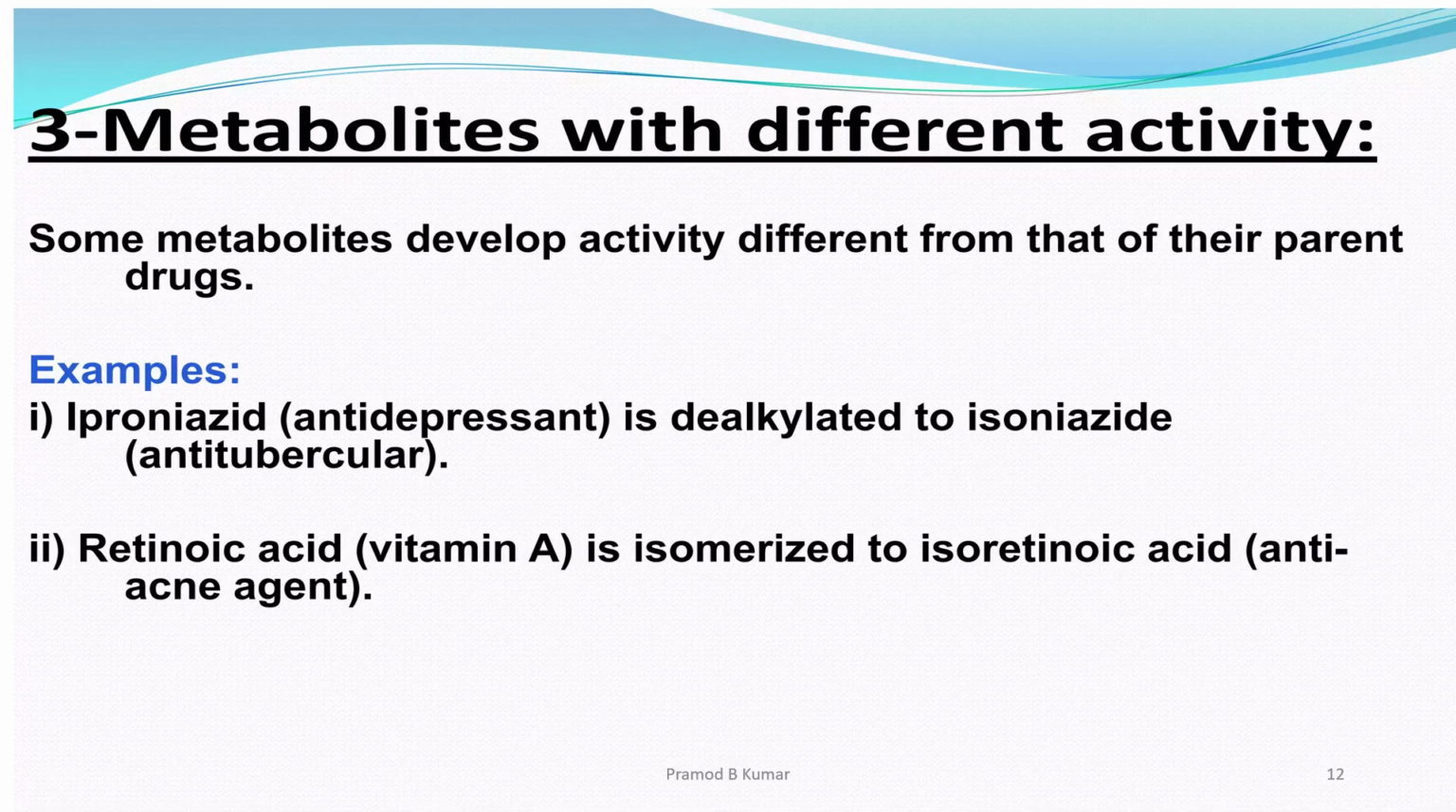Next, you start with one compound, the parent drug, which has one activity. Once it gets metabolized, it gets converted into another active compound. Let's give an example of iproniazid, the isopropyl derivative of nicotinic acid hydrazide. It gets dealkylated to isoniazid, which is an antitubercular agent. Next is retinoic acid, that is vitamin A, which gets isomerized to isotretinoin, an anti-acne agent. So this is an example where some metabolites develop a different activity than the parent compound.